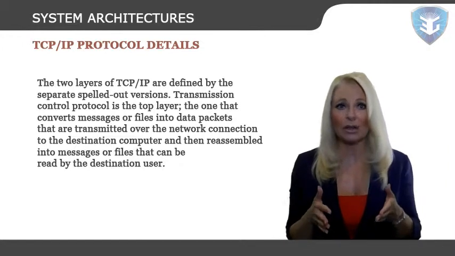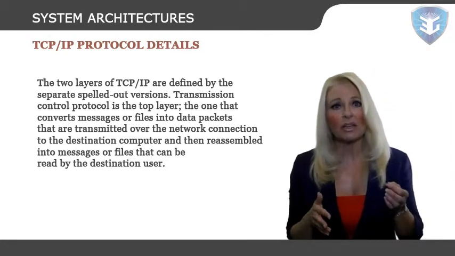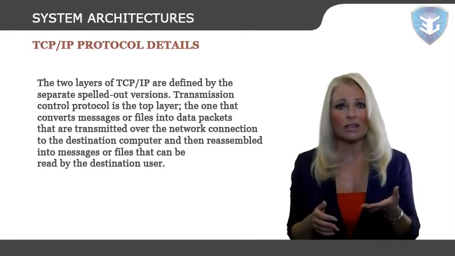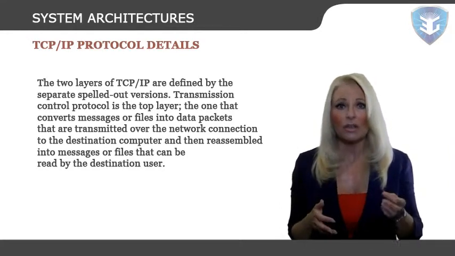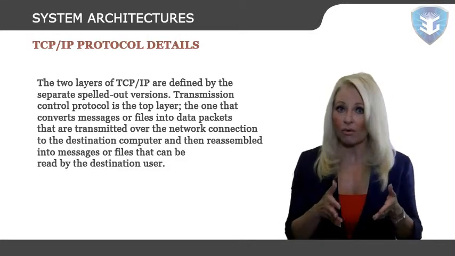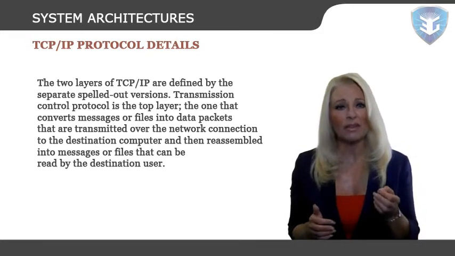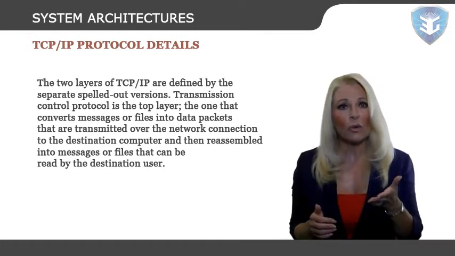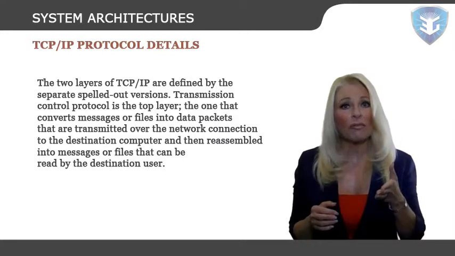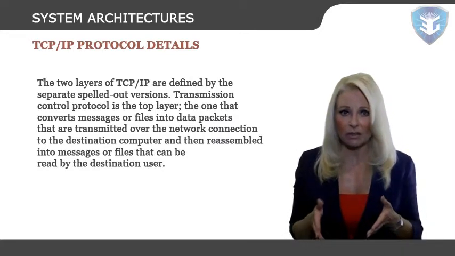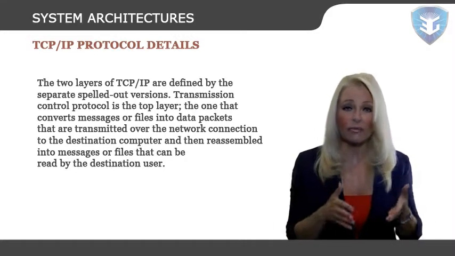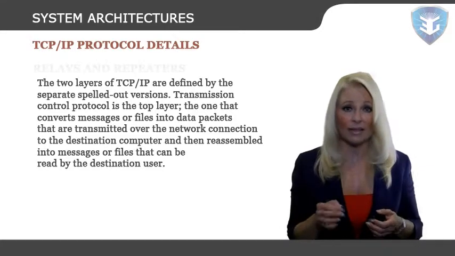The two layers of TCP/IP are defined by the separate spelled-out versions. Transmission Control Protocol is the top layer, the one that converts messages or files into data packets that are transmitted over the network connection to the destination computer and then reassembled into messages or files that can be read by the destination user. The lower layer of TCP/IP, Internet Protocol, provides the transmitting operation, configuring the connection's address so that the information gets to the right place.